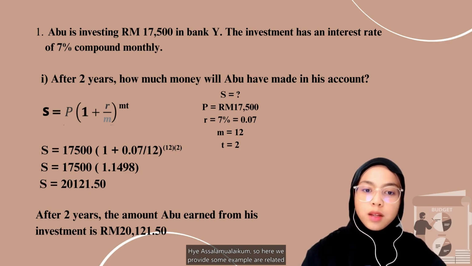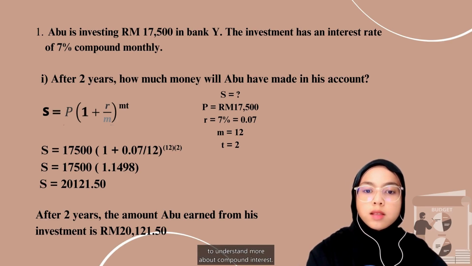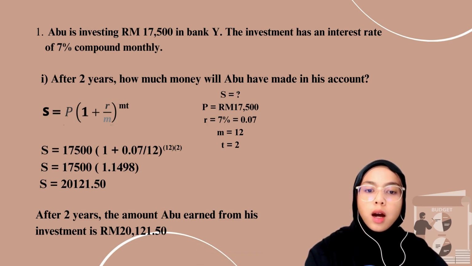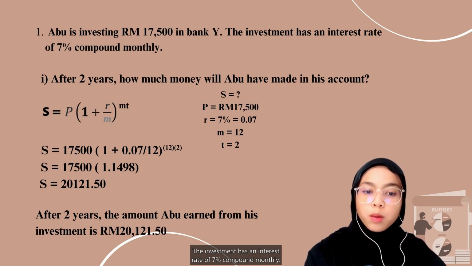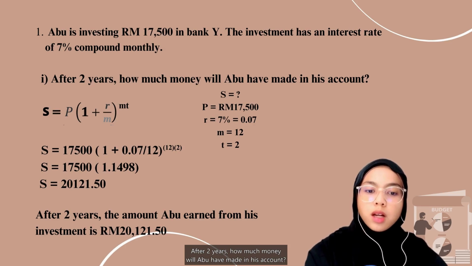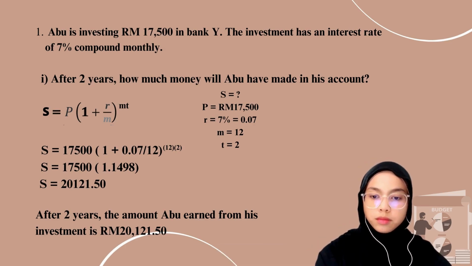Hi, Assalamualaikum. So here we provide some examples to understand more about compound interest. For the first example, Abu is investing 17,500 in Bank Y. The investment has an interest rate of 7% compounded monthly. First question is, after 2 years, how much money will Abu have in his account?